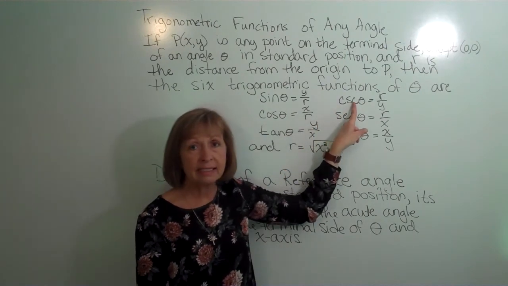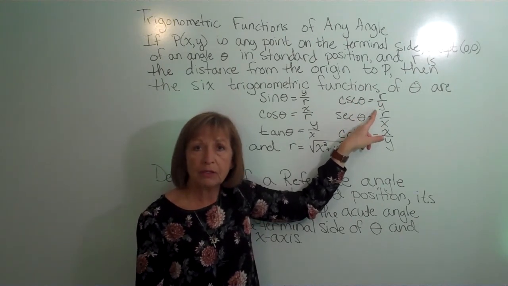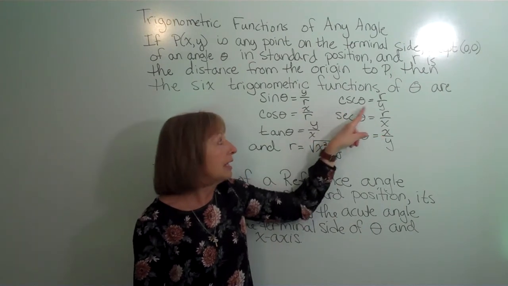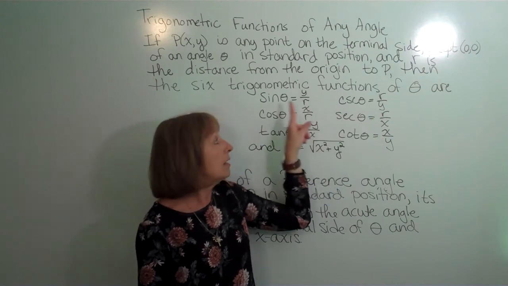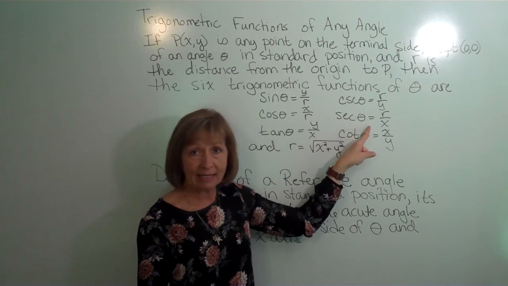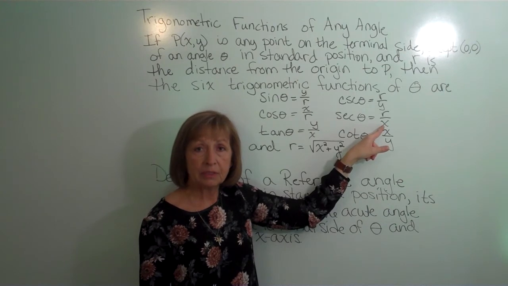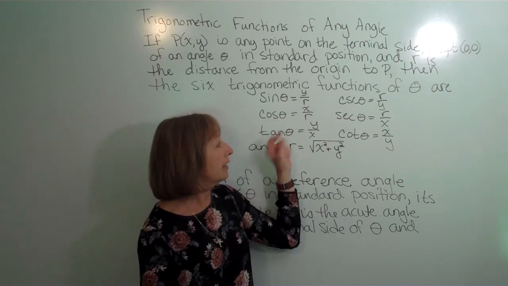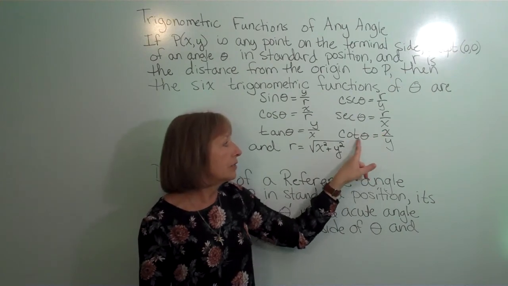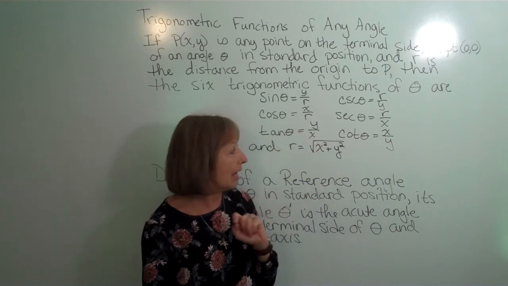And then the cosecant of that angle theta is equal to r over y. Remember, we noticed in a previous video that the cosecant of your angle has the reciprocal ratio of the sine of that angle. The secant of theta is r over x, the reciprocal of the ratio of the cosine of the angle. And the cotangent of the angle is x over y, so the cotangent has the reciprocal ratio of the tangent of the angle.